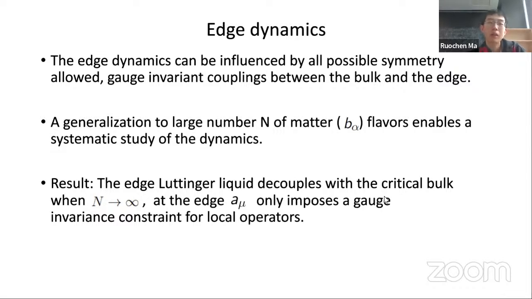So the result is that if we consider the n goes to infinity limit, the edge Luttinger liquid decouples dynamically from the critical bulk theory. And so the edge Luttinger liquid survives even at the critical point. At the edge, the dynamical U(1) gauge field little a only imposes a gauge invariant constraint for local operators, and it has no dynamical consequence. So it only tells you which operator is a gauge invariant local operator and which is not.